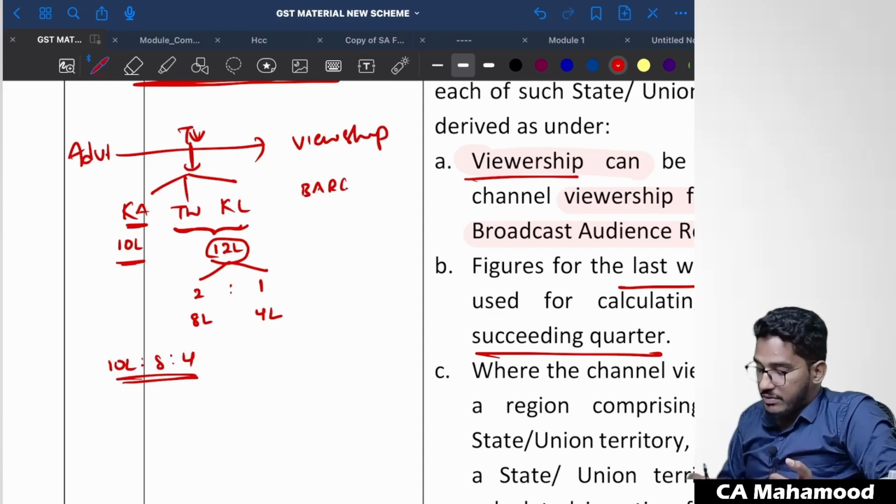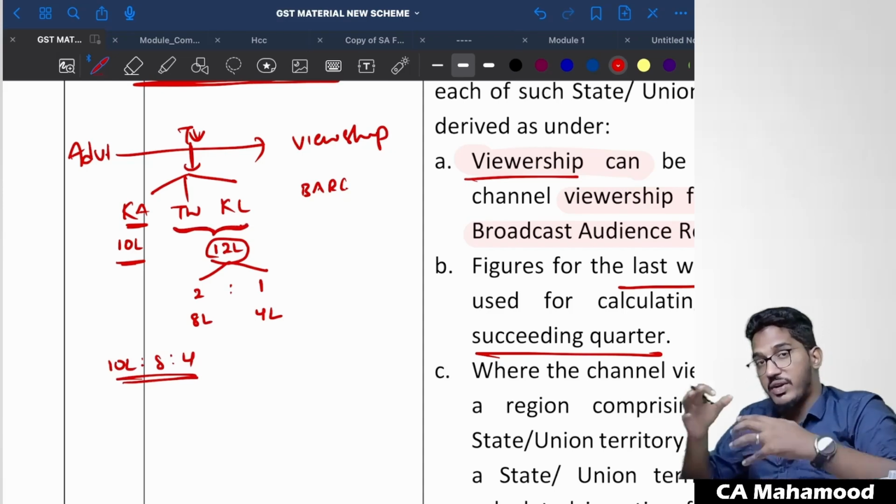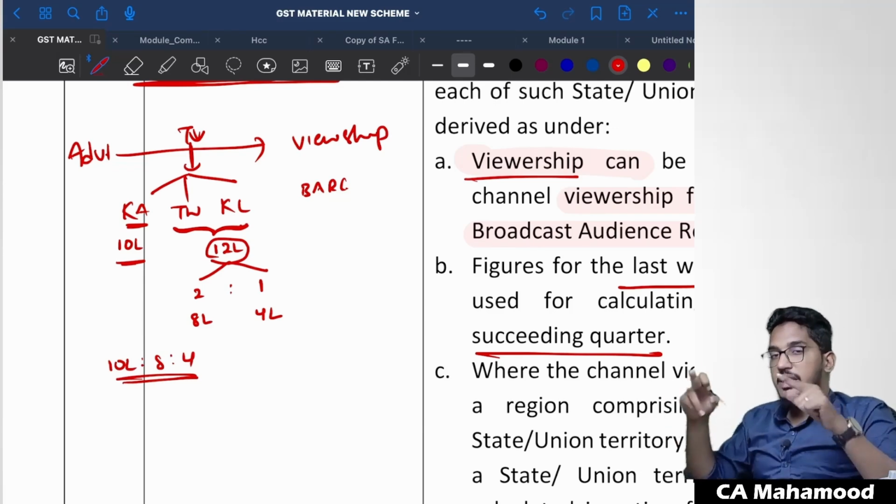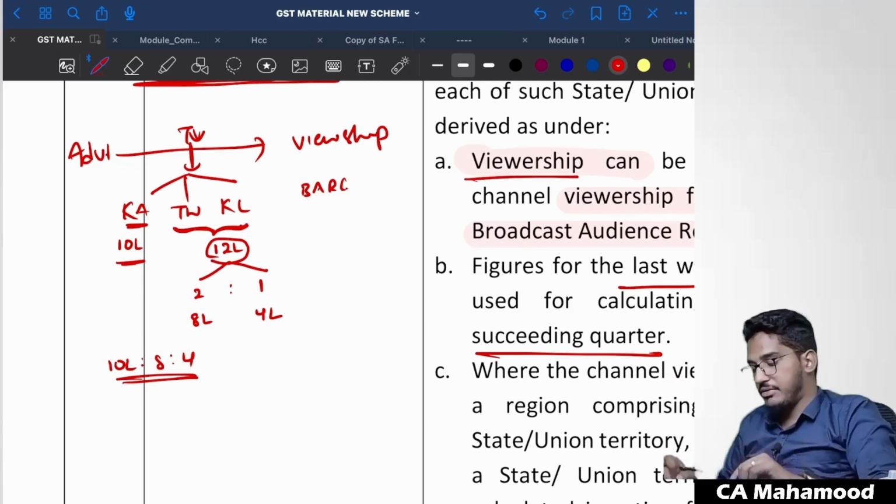Clear everybody? So if the viewership data is maintained collectively, then first we have to divide the viewership on the basis of population data, and accordingly we'll get the viewership. Then we have to divide the value on the basis of the entire viewership data.